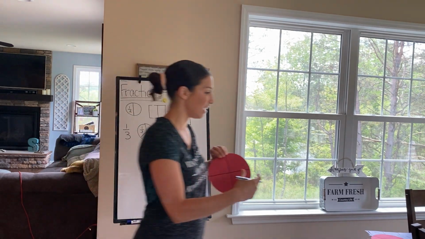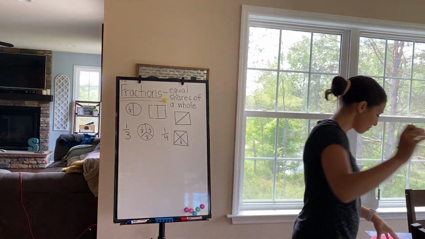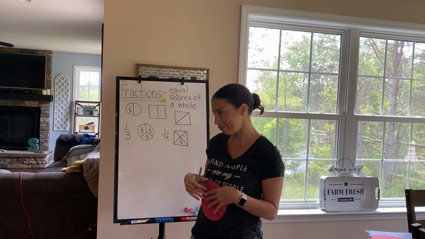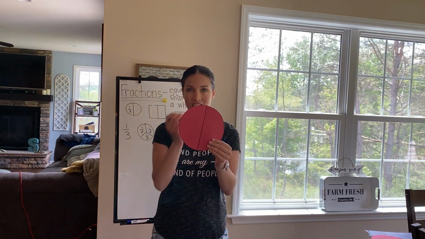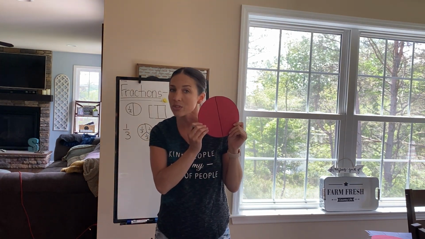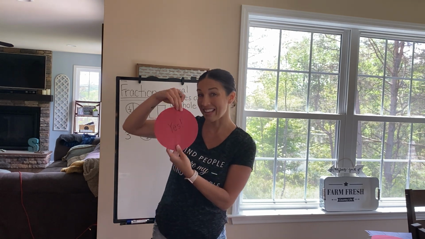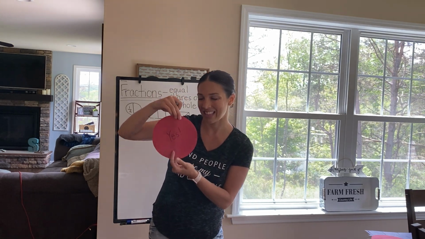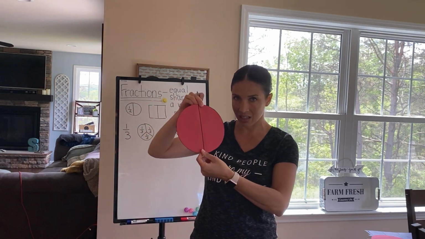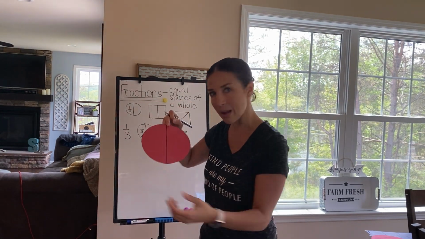Good job. Let me show you another circle. This one's easy, but I still gotta give it to you. What do you think? Yes, equal shares, or no, not equal shares? If you said yes, you are correct. Absolutely equal shares. They're two pieces that look exactly the same, right?